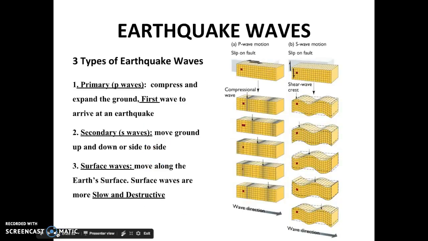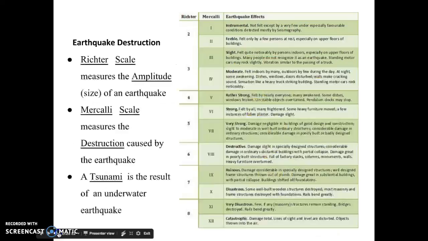So there are several different types of earthquake waves, 3 total. The primary waves obviously are the first to happen, primary being first. And these ones compress and expand the ground. That's these P waves right here. The secondary waves move the ground up and down or side to side. And those can be really drastic and can cause a lot of damage. Then lastly, we have surface waves, which move along Earth's surface. Surface waves are slower, but they're way more destructive because they're so dramatic. So the actual crust beneath your feet buckling is what causes that shaking.